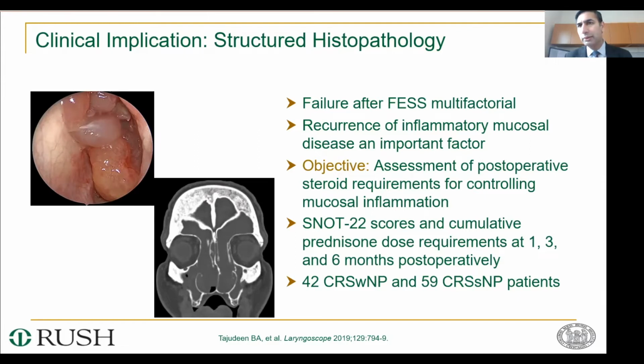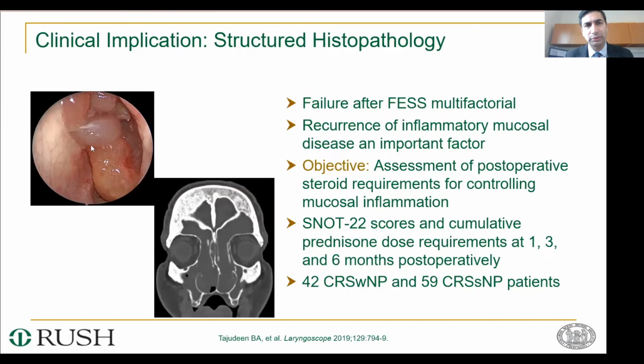So this was followed up with another study by my colleague, Dr. Tajuddin, which was published in the Laryngoscope. And we looked at patients requiring oral steroids for controlling mucosal inflammation in patients with CRS, again, with and without polyps. And again, just about 100 patients in this study. We looked at their SNOT-22 scores, their endoscopy scores, and also the cumulative prednisone dose requirement at 1, 3, and 6 months.